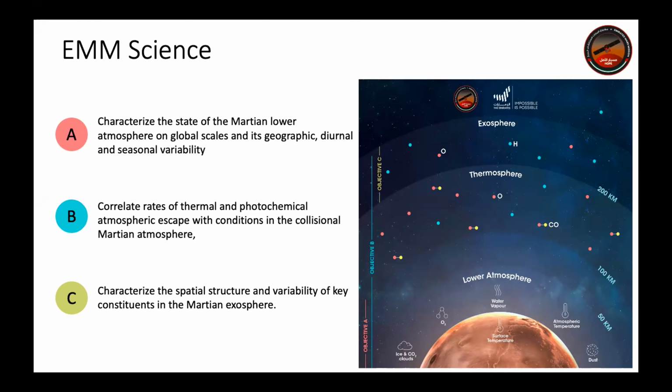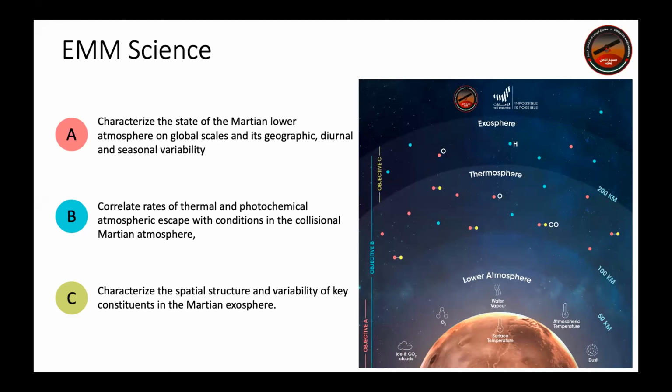Objective B is more about correlating the conditions of the lower atmosphere with specifically the escape of hydrogen and oxygen, which are the building blocks of water. And then objective C is about characterizing the exosphere. And the exosphere is the layer where escape happens. And as I mentioned, we're looking into hydrogen and oxygen specifically in there.